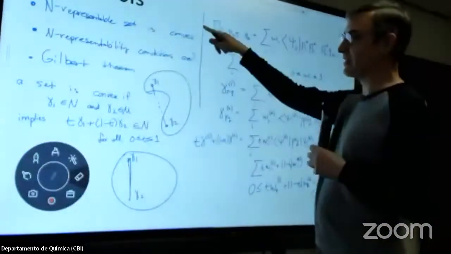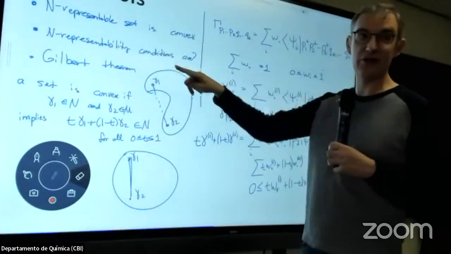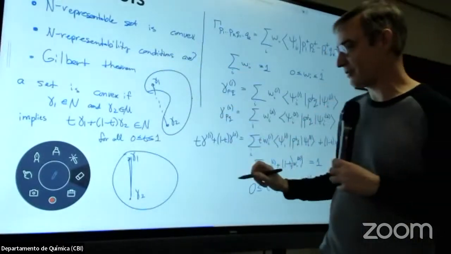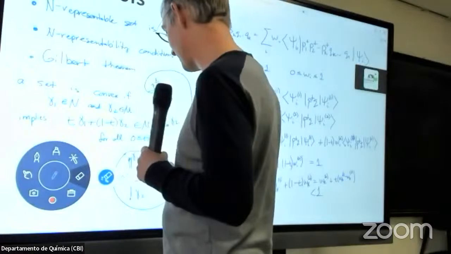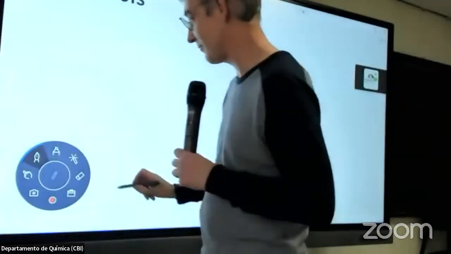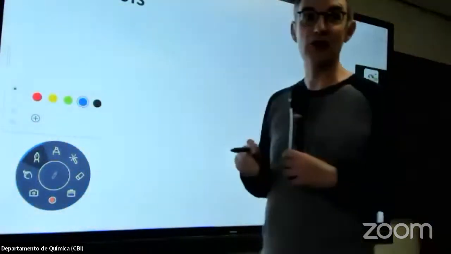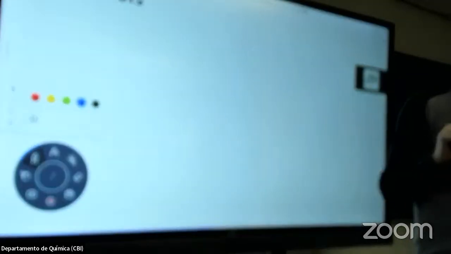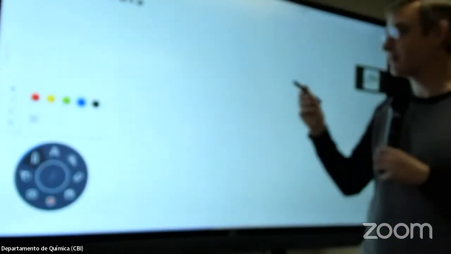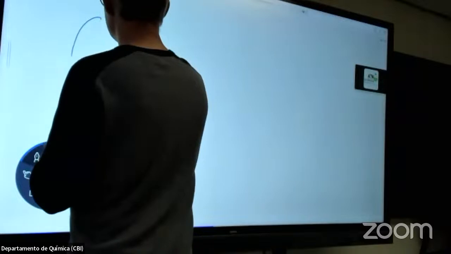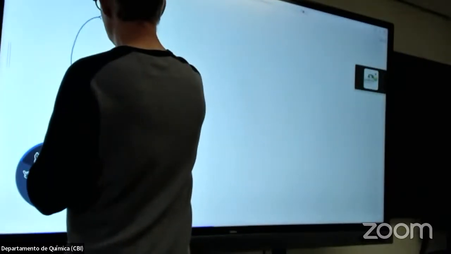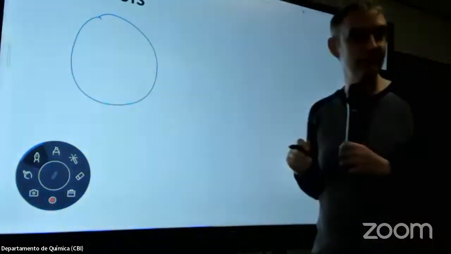Okay, so we proved it's convex. We haven't talked about the irrepresentability conditions of a Gilbert theorem, but rather than erase the tedious way, I'm going to erase the easy way. Okay, so what are the irrepresentability conditions then? So we have a convex set. Looks like this, right? I want to know something. I want to know a way to know when I'm not inside the convex set, right?